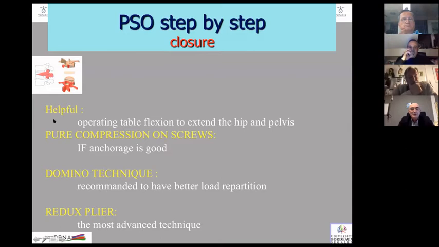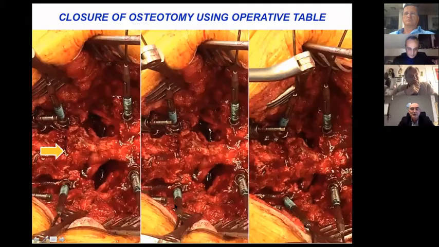You can also use the compression on the screws. If the screw anchorage is good, you can do that easily. You can also use the domino technique, which is safer, I think, because the load is on more screws, so you avoid screw loosening. And finally, another trick, which is the redux plier, I will show you.